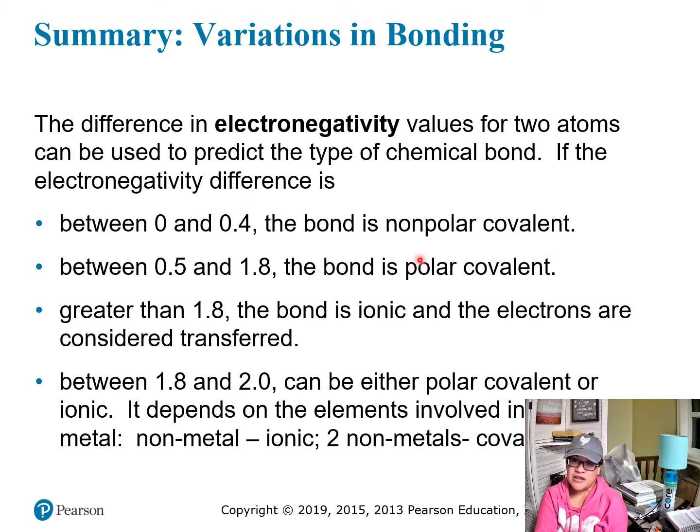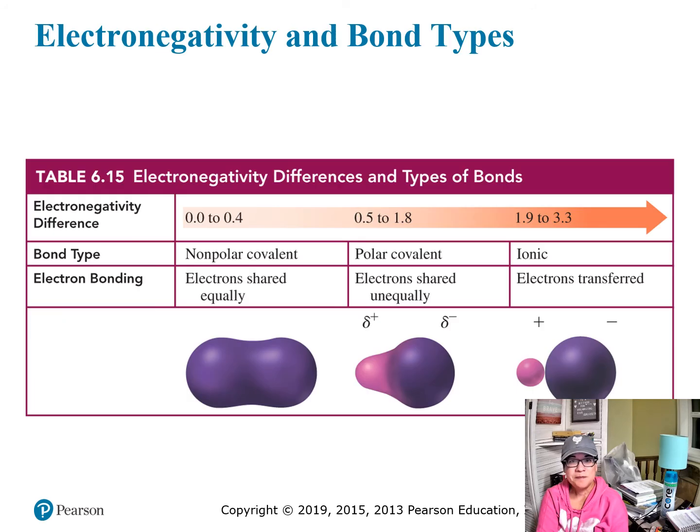So here's a slide that shows that all together. If it's 0 to 0.4, it's nonpolar covalent. If it's 0.5 to 1.8, it's polar covalent. And if it's above 1.8, it's ionic. This is kind of a squishy rule, so between 1.8 and 2, it kind of varies. So you might see different books with different cutoffs.